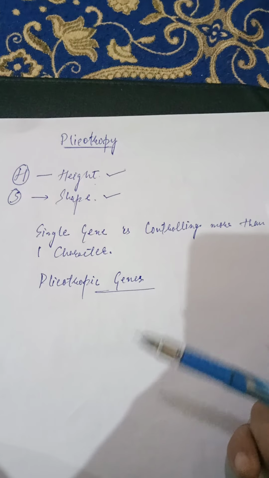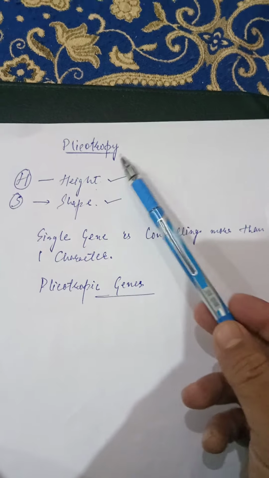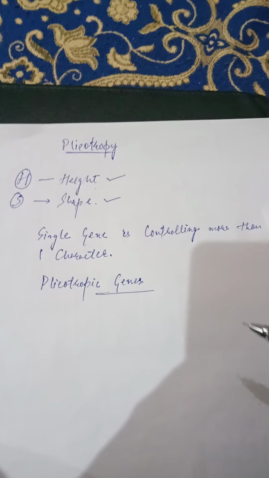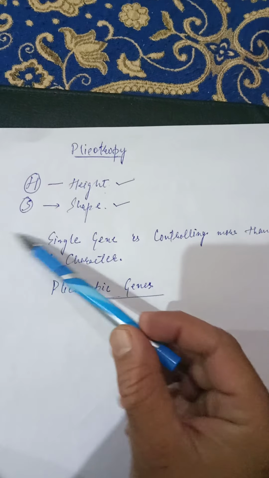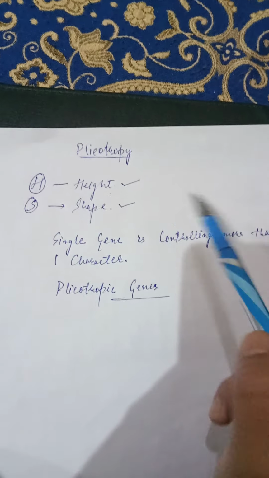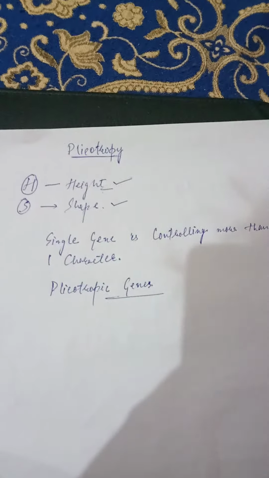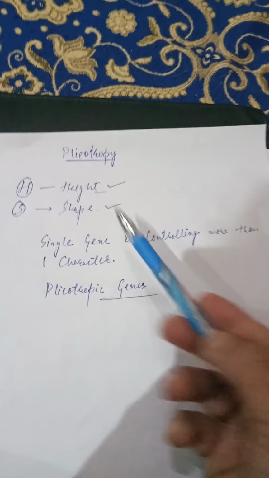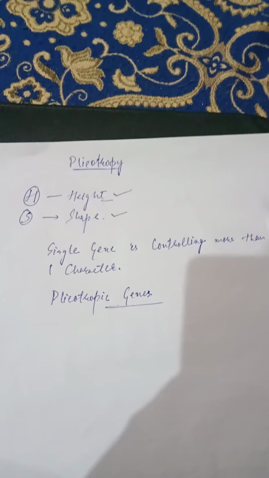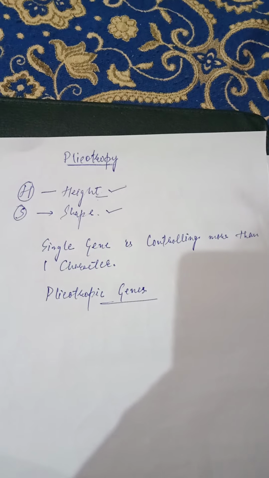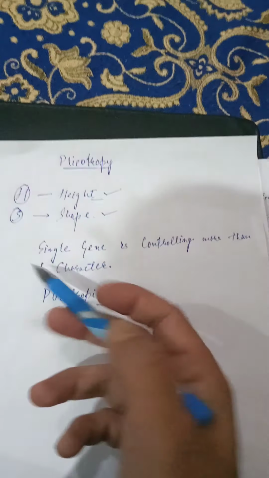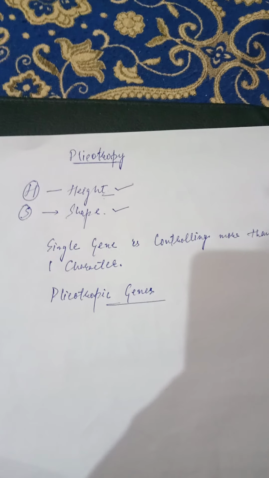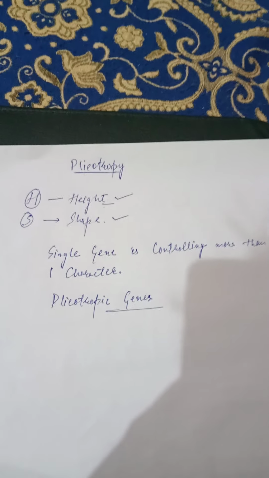So today we are going to discuss pleiotropy. What is this pleiotropy? Normally, a single gene is responsible for controlling a single character, right? Let us say height is controlled by a single gene H. Shape of RBCs is controlled by a single gene S, right? So there are thousands of genes which are controlling a single character each.